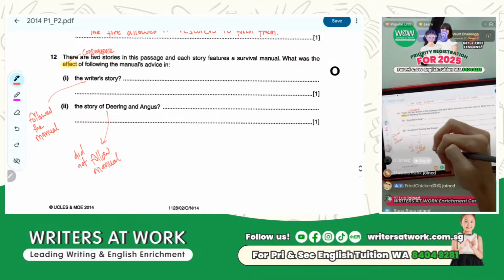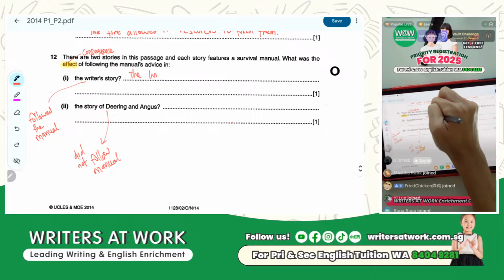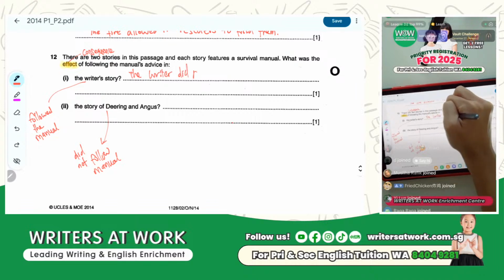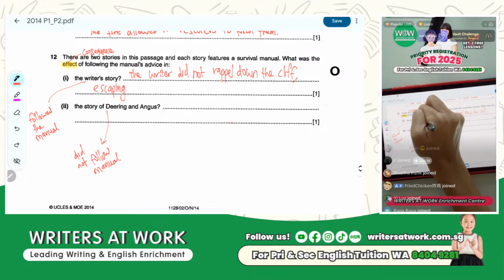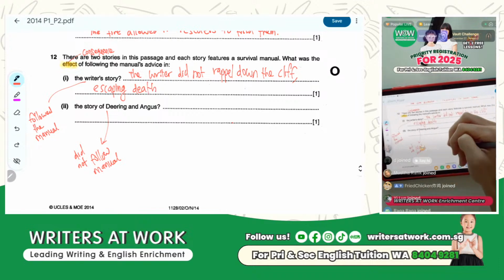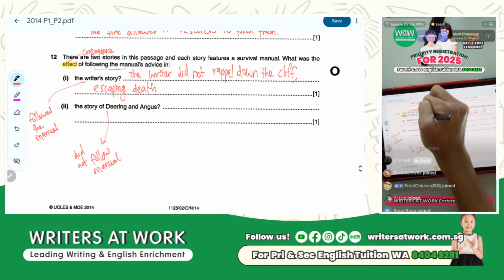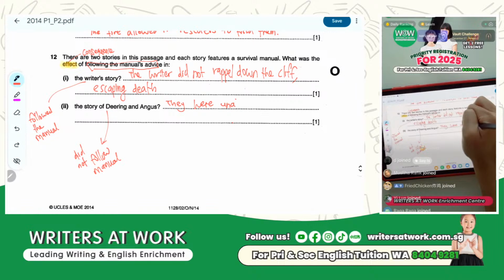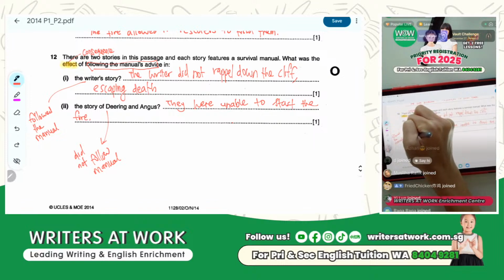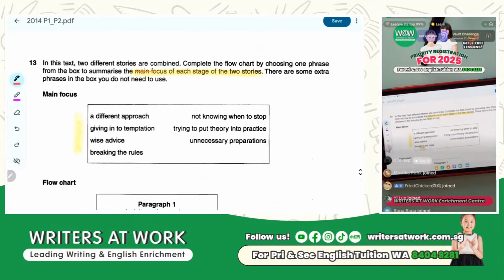Okay, so when they followed the manual, the writer did not rappel down the cliff, therefore escaping death. While the climbers, when they followed the manual advice, what happened? They were unable to start a fire. Yeah, alright.